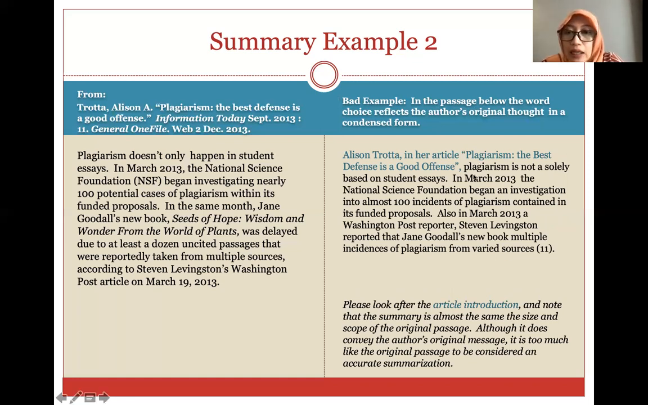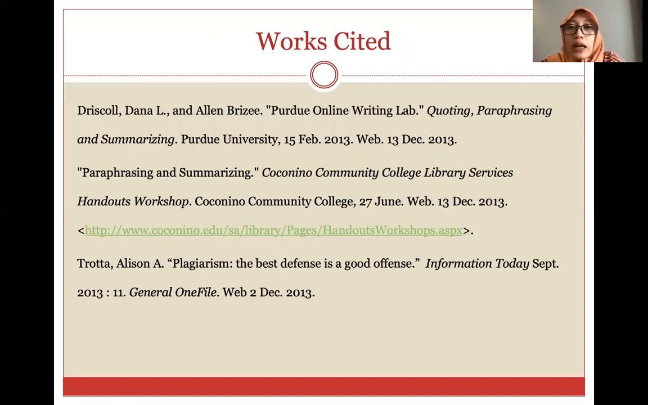Nah, kemudian kita lihat lagi, kita baca detailsnya. Selain menyebutkan NSF, dia juga menyebutkan extra details, a hard incidents. Nah, kemudian menyebutkan lagi Jane Scottle's new book. Padahal itu berfungsi sebagai extra information saja. Jadi harusnya kalau kita mau membuat summarizing yang baik, kita tinggalkan extra detailsnya. We only use the main points.